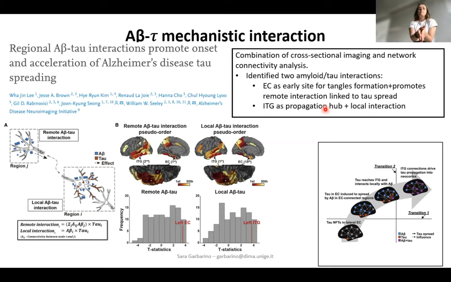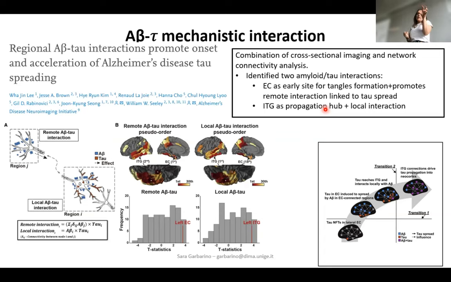There is though this paper from this year, which appeared in Neuron, if I'm correct, from Seeley's lab, from Lee and colleagues, which essentially uses a combination of cross-sectional imaging and network connectivity analysis to investigate the interactions between amyloid and tau. I'm not going into details of this one, but they identified two main amyloid-tau interactions, one in the perirhinal cortex, which is an early site for tangle formation and apparently promotes remote interaction between amyloid and tau, which could be linked to tau spreading in the brain.